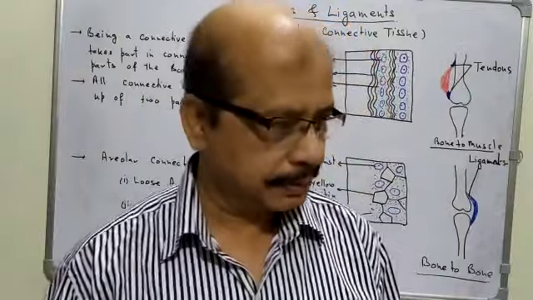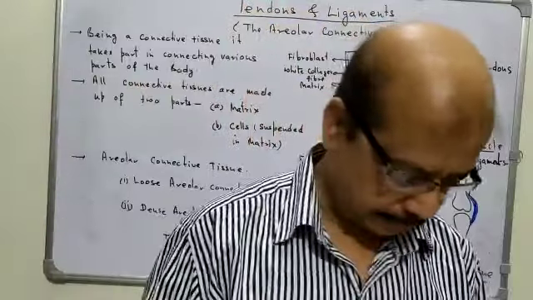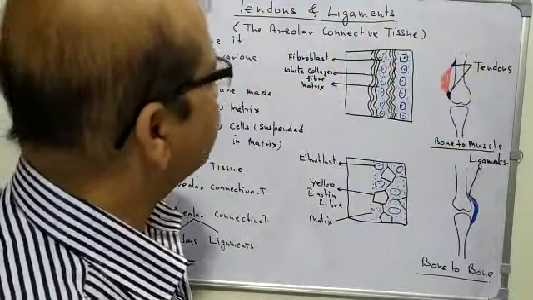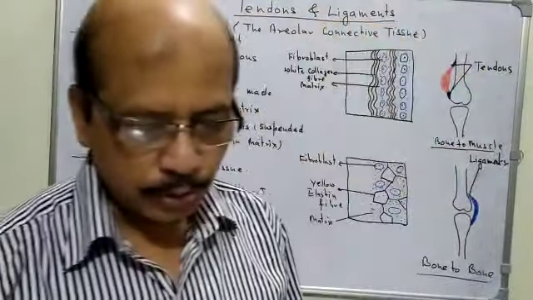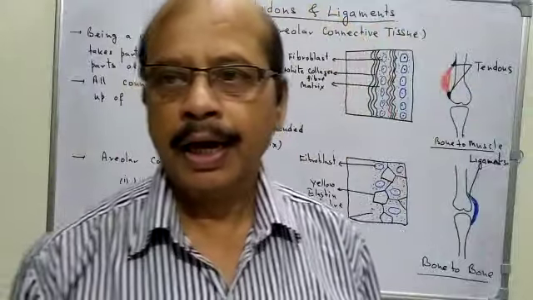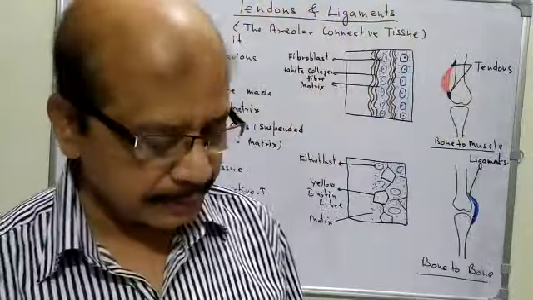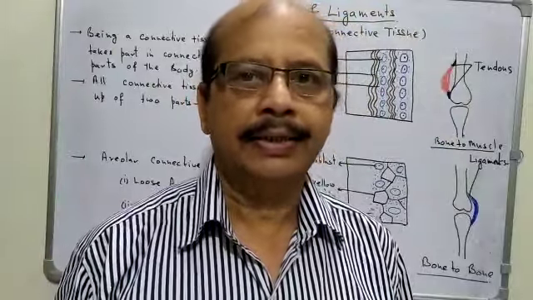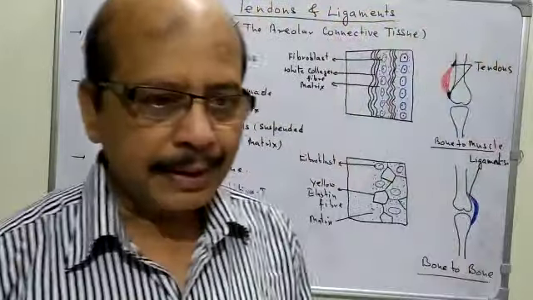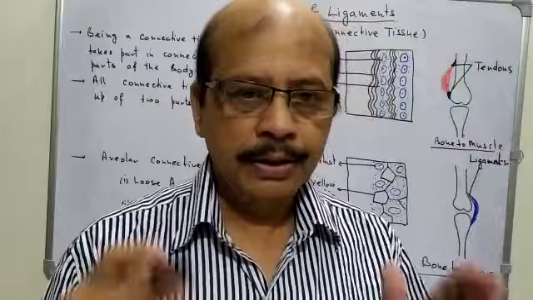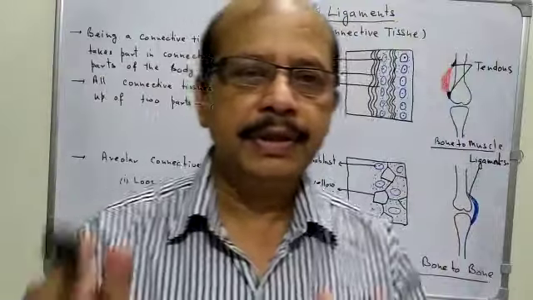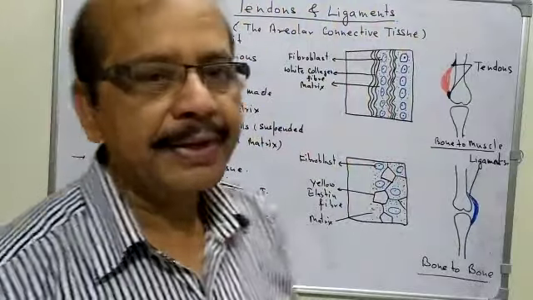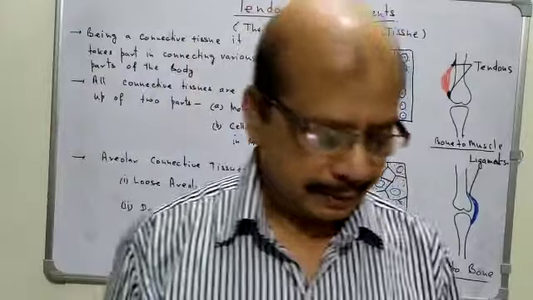Students, today's topic is tendons and ligaments, the areolar connective tissue. As you know, connective tissue has been divided into four parts: areolar connective tissue, adipose, skeletal and fluid connective tissue. The main function of connective tissue is to connect various parts of the body to each other. So they work as a cementing material for the body.